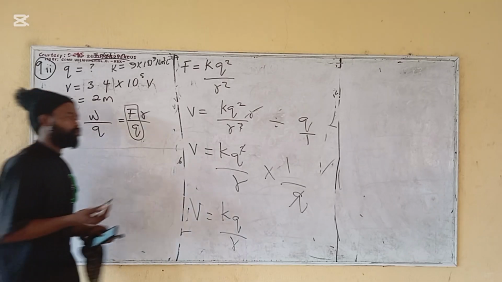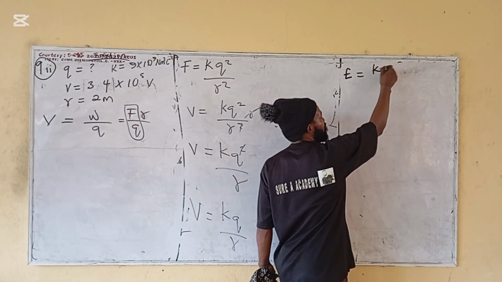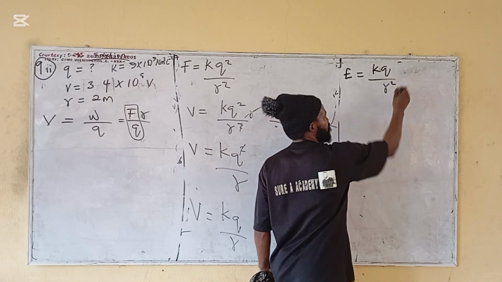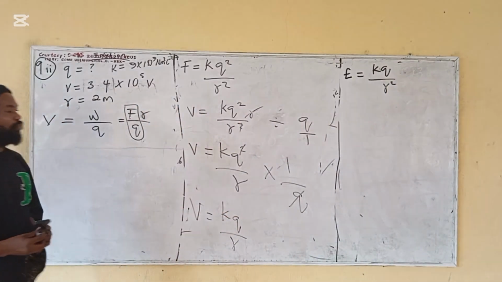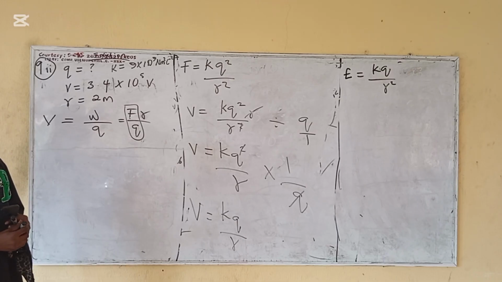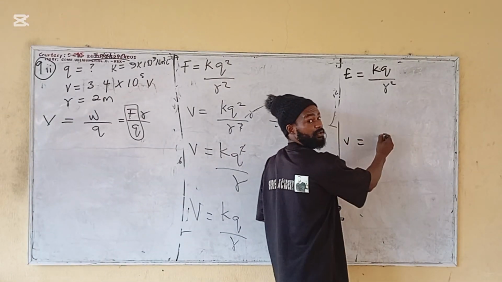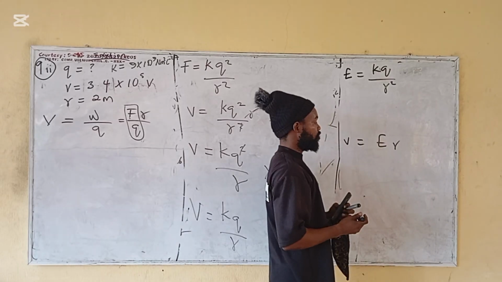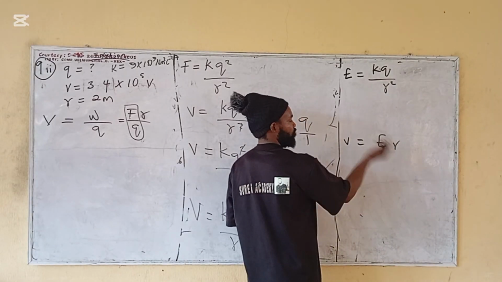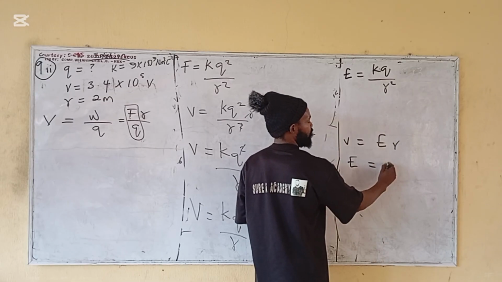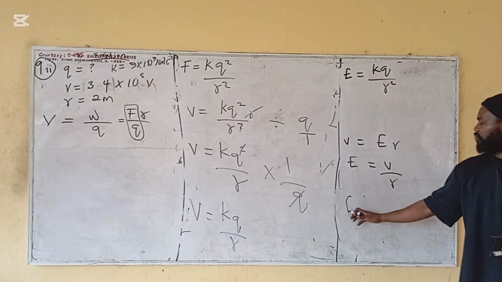You also need to note, you can prove that electric field intensity is equal to KQ over R squared. We can prove that too, because you remember that V is equal to ER. So let's say I make E the subject of the formula. You see that E equals V over R. And V is equal to what?